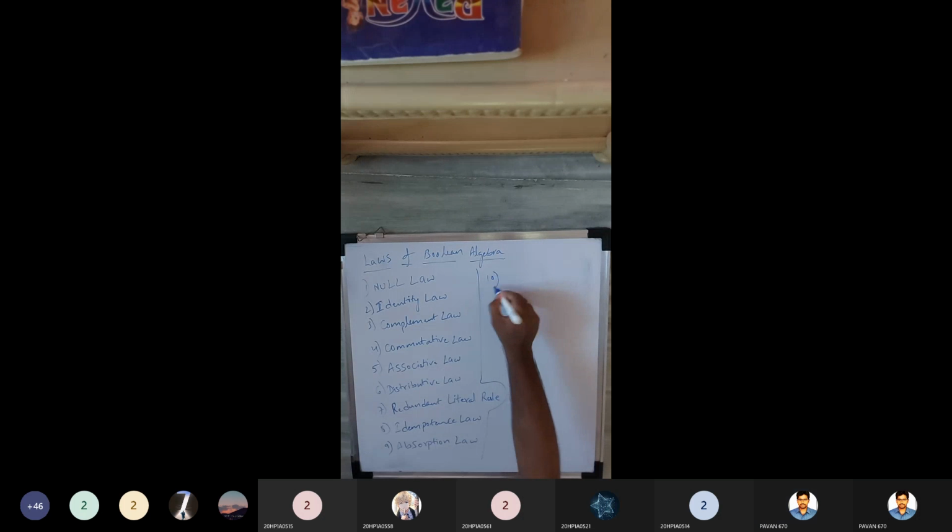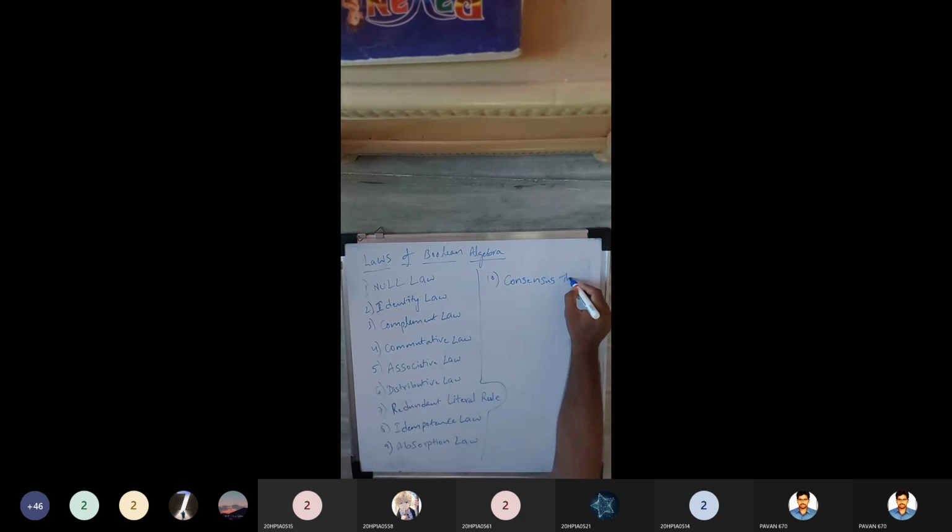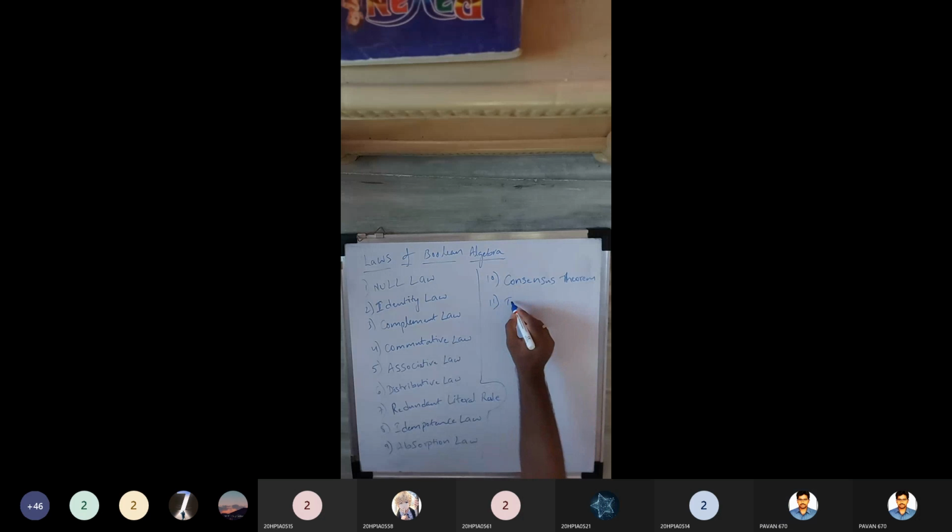Next one, consensus theorem. So some list we are framing. Based on these lists, we will do the Boolean algebra and we will reduce the equation so that we can construct the effective digital circuits. Consensus theorem. And next one, transposition theorem. De Morgan's theorem.